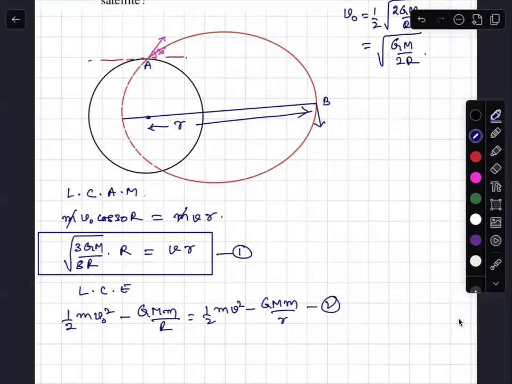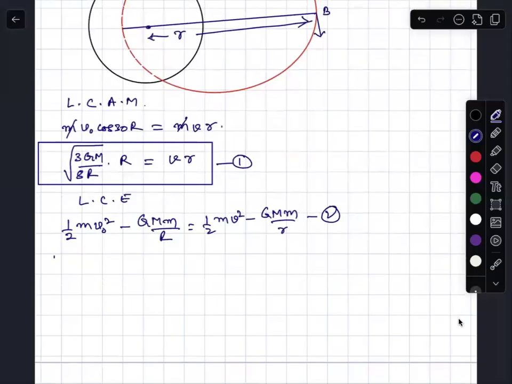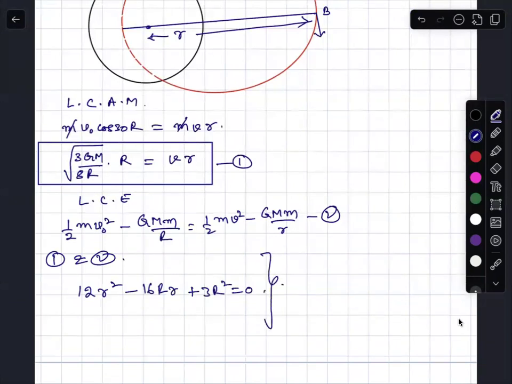So from this, it is very clear. You will again get a quadratic equation. From the quadratic equation, you can conclude you will get 2 terms. Actually, you won't take 1 term in that. The quadratic equation from 1 and 2, you will get it as 12R square minus 16 capital R small r plus 3R square is equal to 0. So when you solve, you will get 2 terms in this.